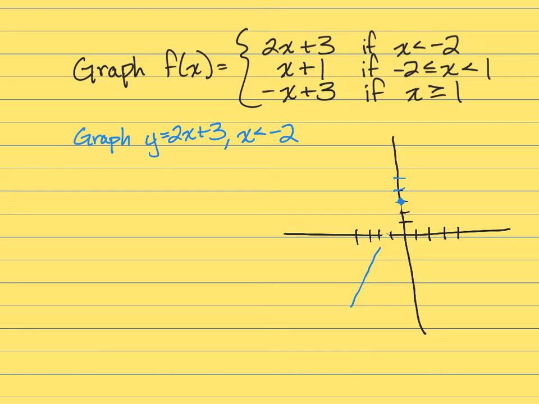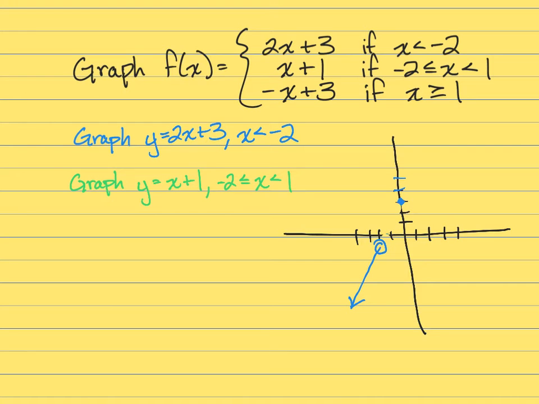Now, at the end point, well, one end point, of course, we have an arrow, but at this end point, we're going to have an open circle. The reason being is because we use that line for all values up to negative 2, but not including negative 2. Okay, so that's the first piece. Our next piece, of course, is to graph the next component. So we're going to graph y equals x plus 1 with the restricted domain where x only is between negative 2 and 1, including negative 2 and 1.